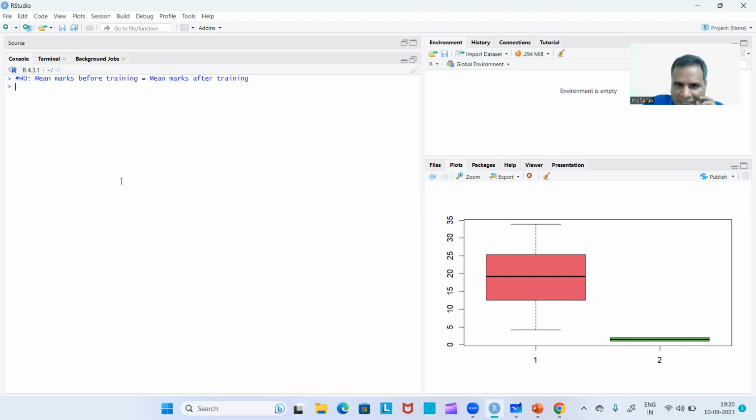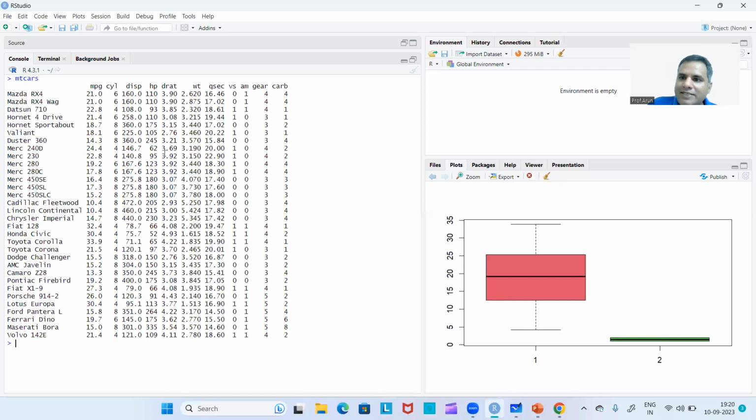So whether a particular intervention has worked or not, you can only have conclusive evidence when you reject the null hypothesis. Now I don't have any experimental data, but I'll use this mtcars data. So there is an mtcars data.